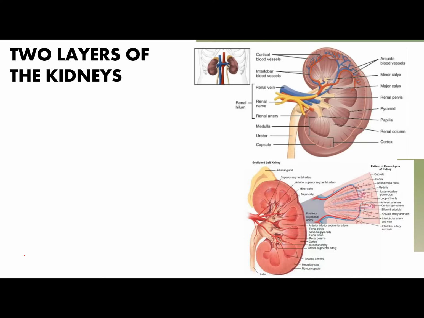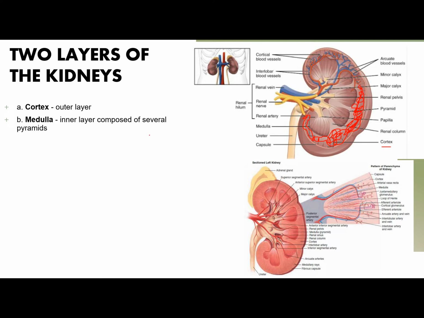Now let's talk about the two layers of the kidneys, class. The first layer of the kidney, class, is known as your cortex. The cortex is also known as the outer layer. So this part here is the cortex. All of this, class, everything on the outside, this area, is known as your cortex. That open space, that outer layer, is known as the cortex.